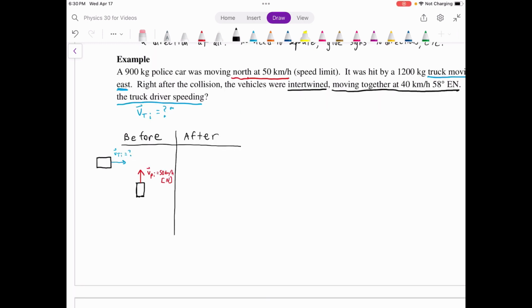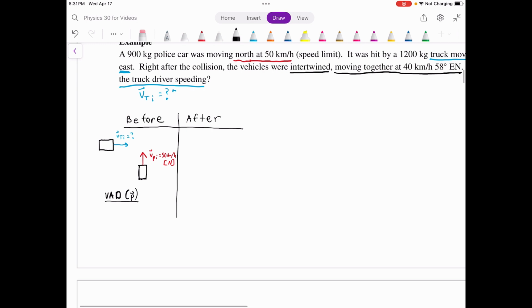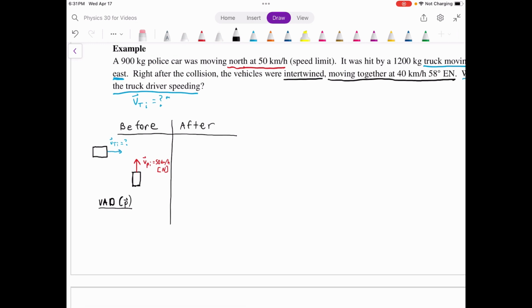Okay. Now, actually, before I even move on to my after, I'm just going to draw a quick vector addition diagram for the momentum in this system, right? The total momentum in this system. So a vector addition diagram for momentum. Not for velocity. I mean, we could draw one for velocity, but there's no law of conservation of velocity, right? So that's why I'm thinking about momentum here.